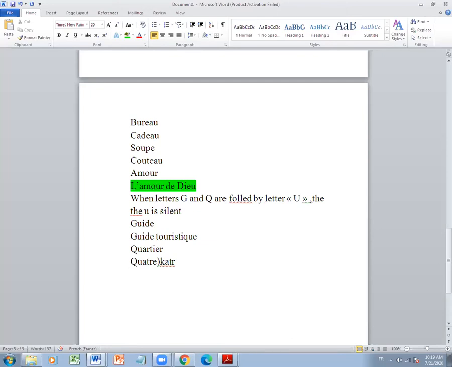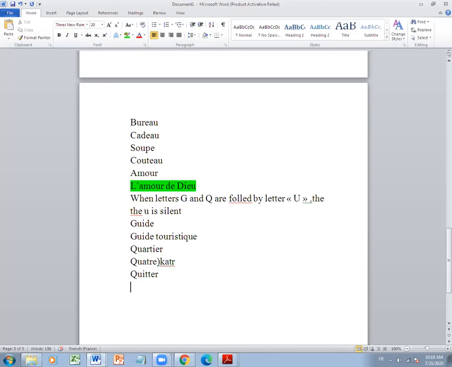Quatre is a number, that is 4. So it is very important for you to understand that anytime you have letter Q followed by letter U or letter G followed by letter U, U is silent. So like that one we say now quit.